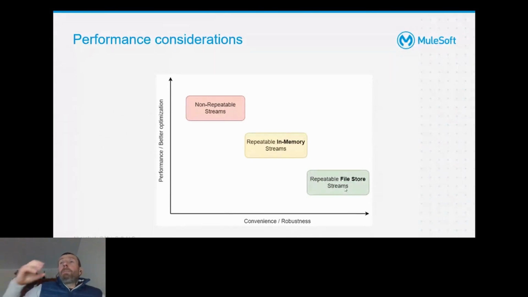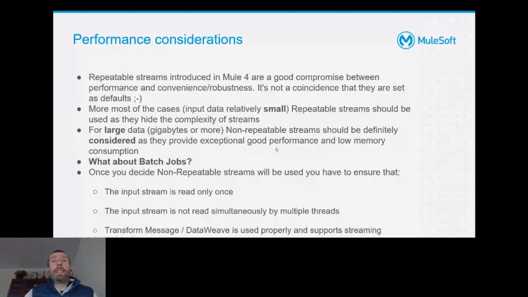but it might happen, it does not necessarily happen, but it might happen that because of this buffering and these I/O operations, which might be costly, it might perform slightly worse. And repeatable in-memory streams is something in the middle, between those two. Last slide, no. The slide before the last slide.